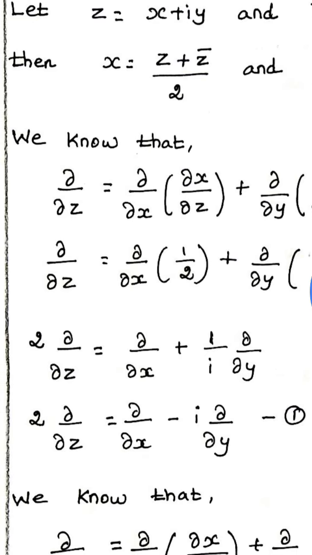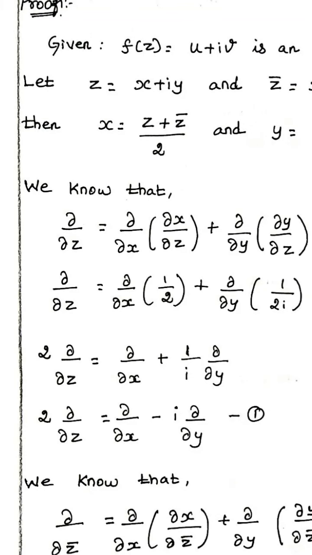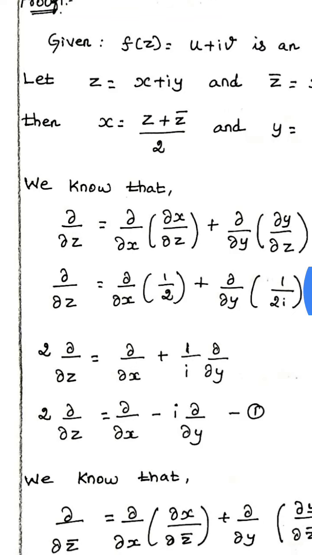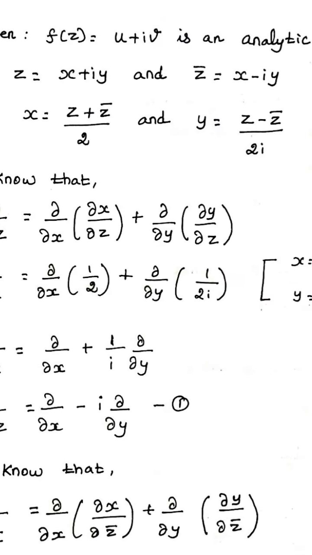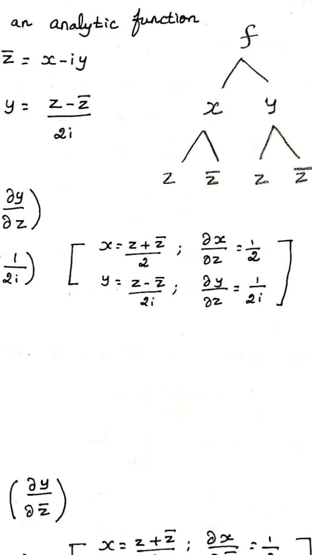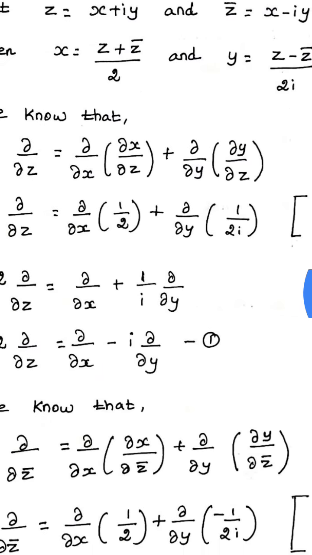Okay. Now I am going to find the value for dou by dou z. We already defined x is equal to z plus z bar by 2. If you differentiate x with respect to z, what will you get? 1 by 2. And you defined the y function also: z minus z bar by 2i. If you differentiate that y with respect to z, what will you get? 1 by 2i. Okay, for your reference I wrote it here. While going through the study material, you can find it a little easier, I think.